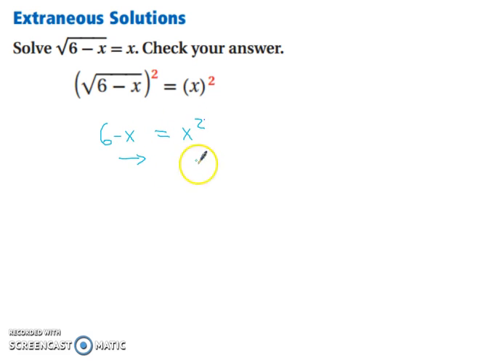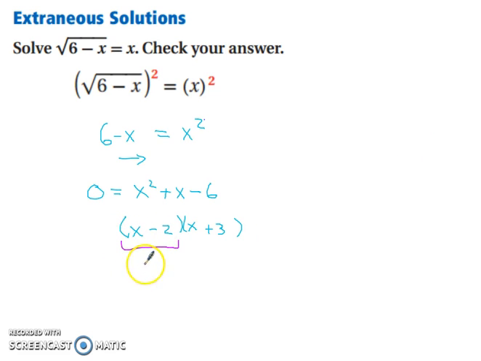Now we need to move everything to the side with the highest power. So we're going to end up with 0 equals x squared plus x minus 6. And then we can factor. So we want two numbers that multiply to give us -6, but add to give us 1. So we end up with x, and then we have -2 and +3. We want to set each of these equal to 0. So to set this part equal to 0, we end up with 2, and this one becomes -3. So right now we have x equals 2 or -3.